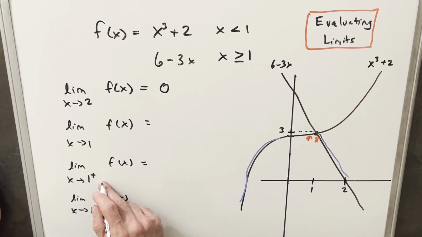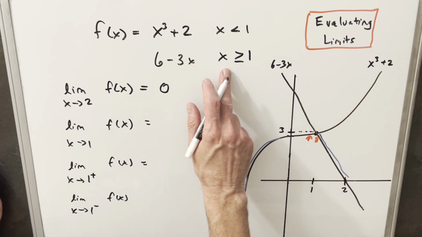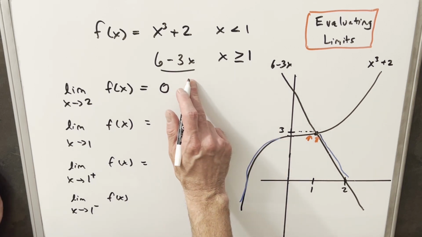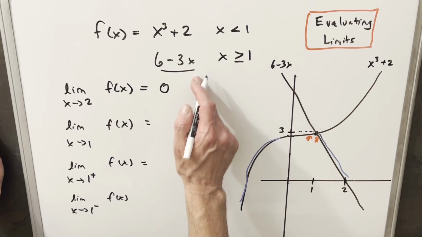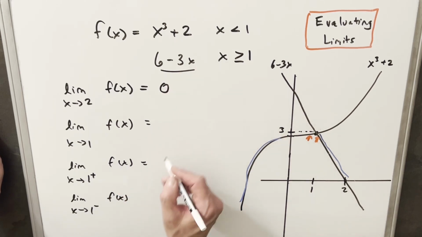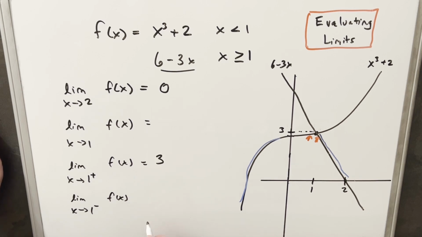Now for this first piece, for 1 plus, we're going to be looking at this here, 6 minus 3x, because it's going to be values that are slightly greater than 1. So we'll use this function. If we plug in 1 here, we get 6 minus 3, and this is going to evaluate to 3.